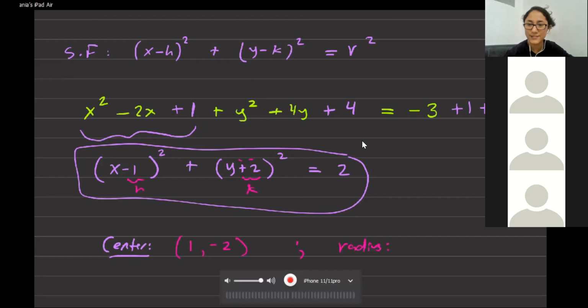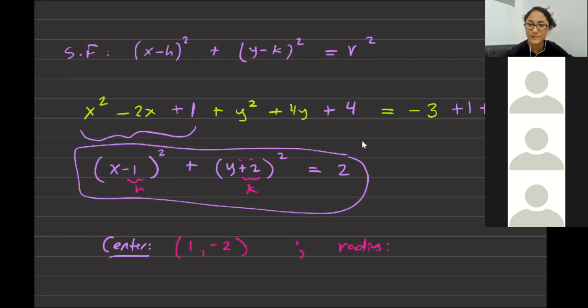Now, what about the radius? What do you guys think? What's the radius of this circle? It's going to be square root of 2, because this is r squared. So if you want to solve for r, you take the square root. So the radius is the square root of 2. So there you have center and radius.